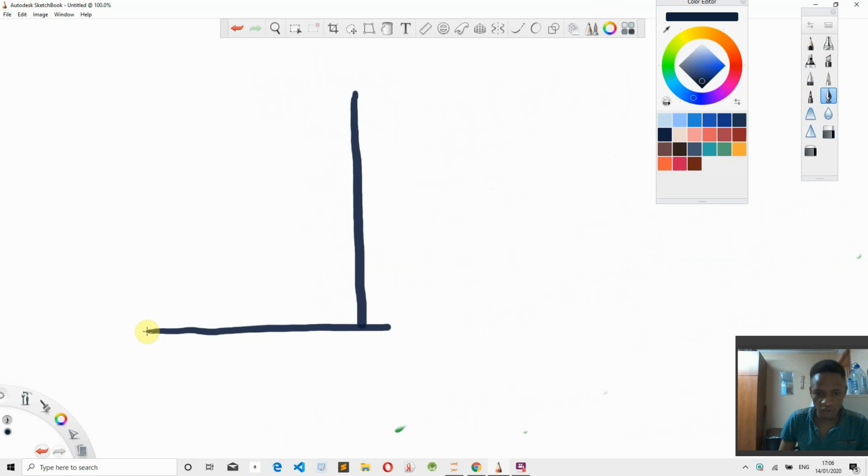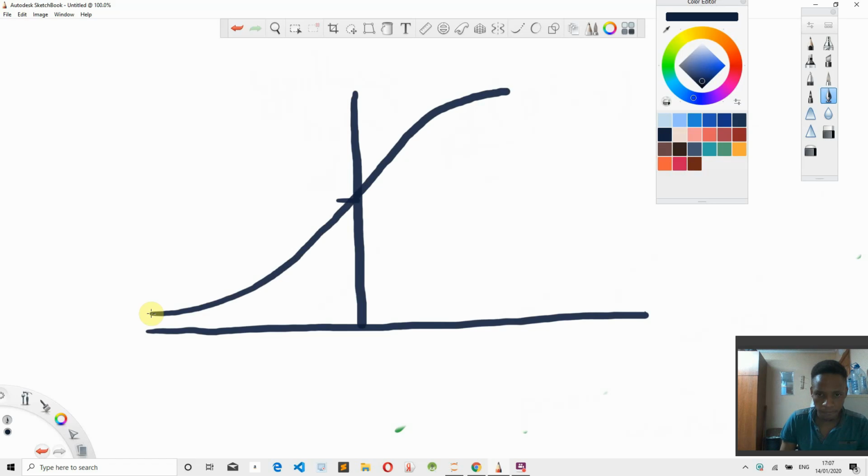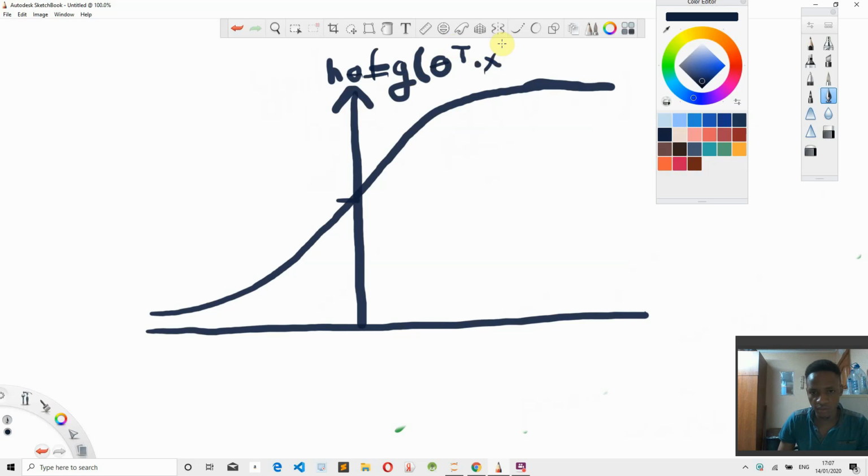So the graph for this function is something like this. The logistic function is S-shaped. The y-axis represents our hypothesis h theta, which is equal to g of theta transpose times x.